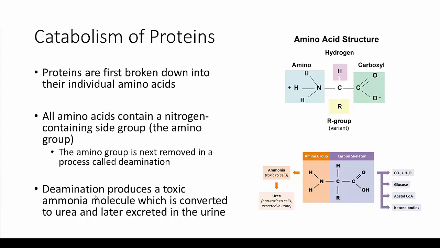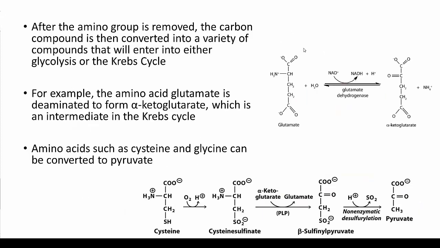And although there's a lot of variation with all 20 amino acids, this is going to happen with all of them. Okay, so what you're left with then is a basic carbon compound, like you might see here in this example, where the amino acid glutamate is broken down to form alpha ketoglutarate, which is an intermediate in the Krebs cycle.